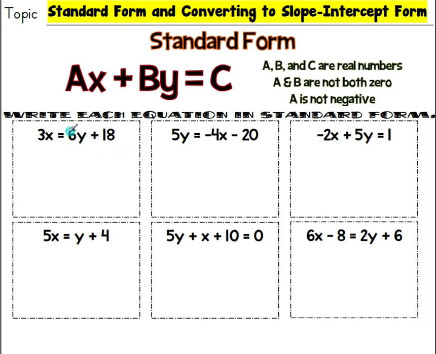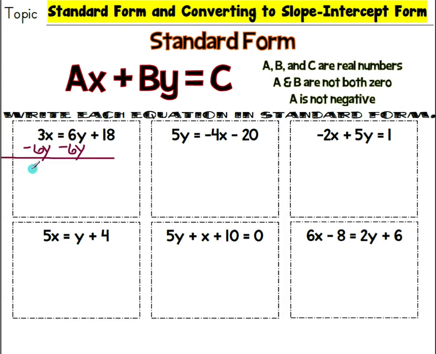So in the first set of examples, we are going to write each equation in standard form. So our goal then is to get our terms with x and y on the same side of the equation. So looking at this first example, if we have 3x equals 6y plus 18, and we need our x term and our y term on the left side of the equal sign. So my x term is already on the left side, so I just need to move the y term. So in order to move 6y to the left side of the equation, I am going to subtract 6y, and I also need to subtract 6y from the other side of the equation.